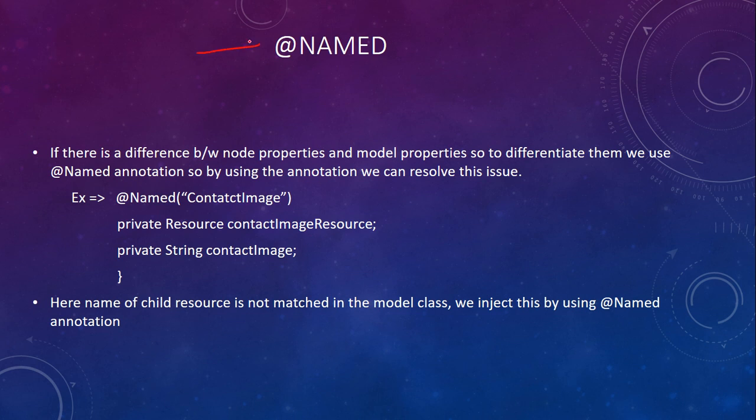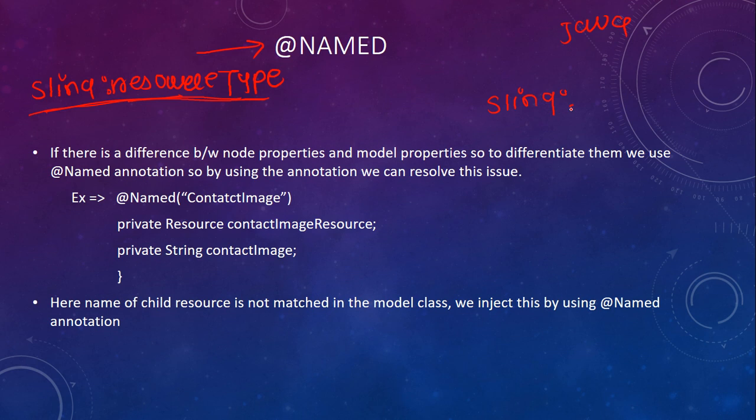Later, we have the @Named annotation. So why do we use the @Named annotation? We know that we have one property, that is sling:resourceType. I have already mentioned this property, and if I need this in my Java code, I need this sling:resourceType. So what I have said is that both should be the same. We have to define the same thing, just like slingResourceType.